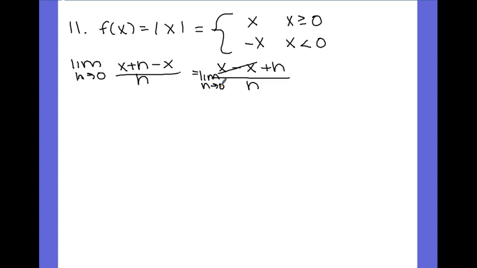So you can group the x's, they cancel, you get h over h, which turns to 1. And we get 1.